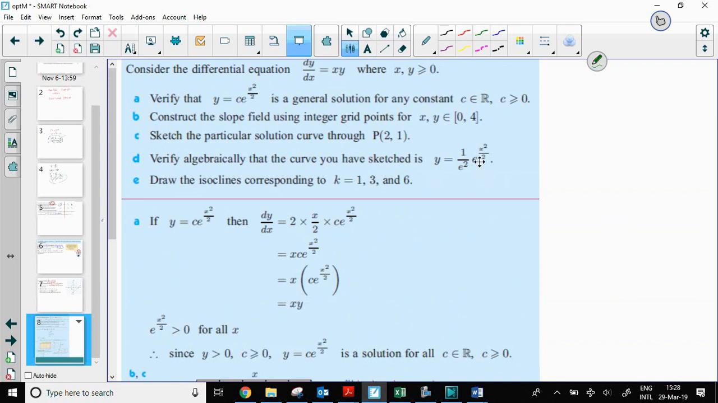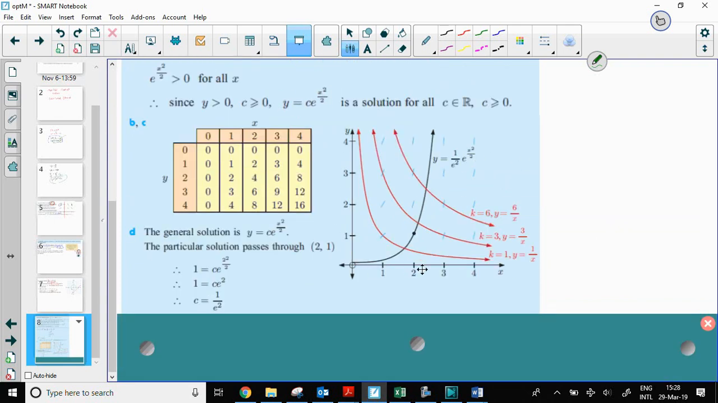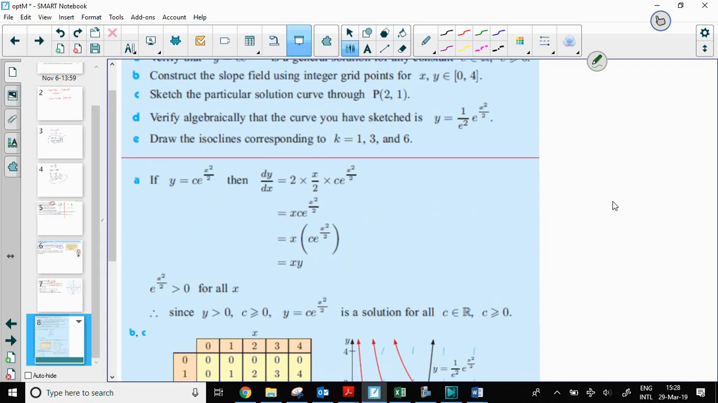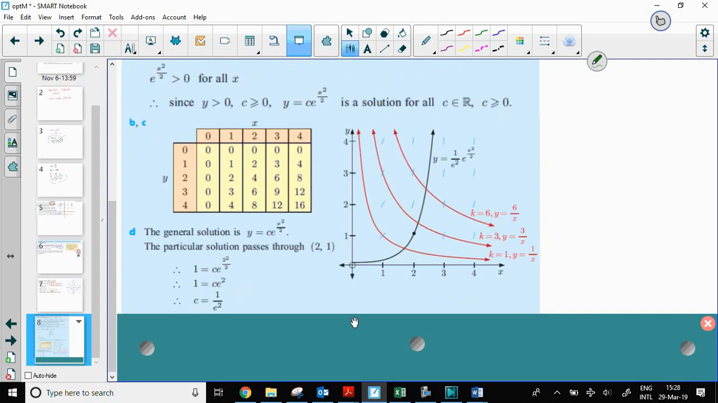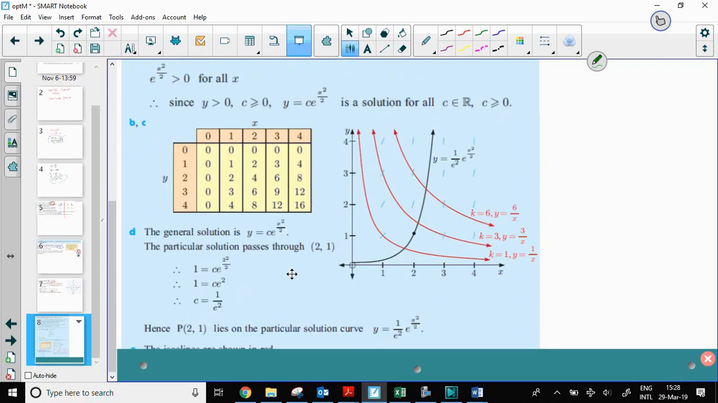Part C, sketch the particular solution through 2, 1. So 2, 1, that's that point, and then you just kind of follow the slopes around. I like to think of it as currents of air or water, and I'm just following where the current would push some object that was suspended in the fluid. I don't know, that's me. Part D, verify algebraically that this curve is in fact this one, which looks kind of weird. No problem. We know the particular solution goes through 2, 1, so we're basically solving for C. That's all that part D is talking about.